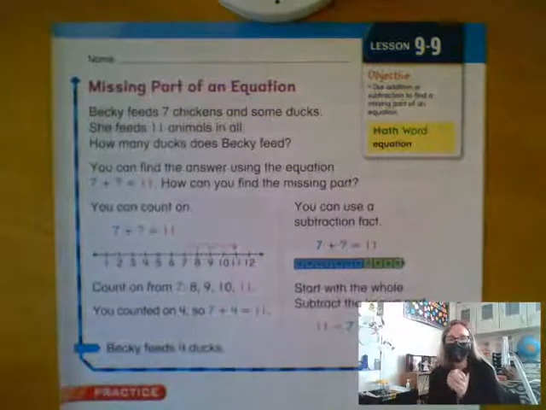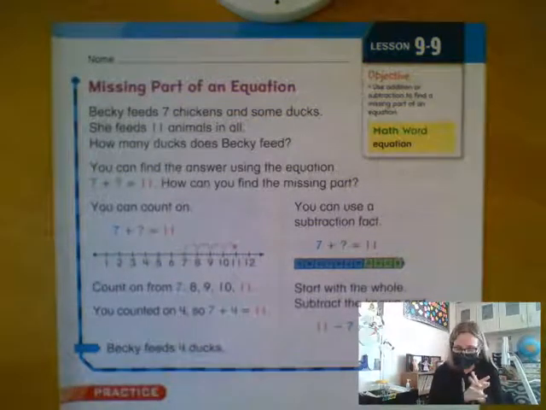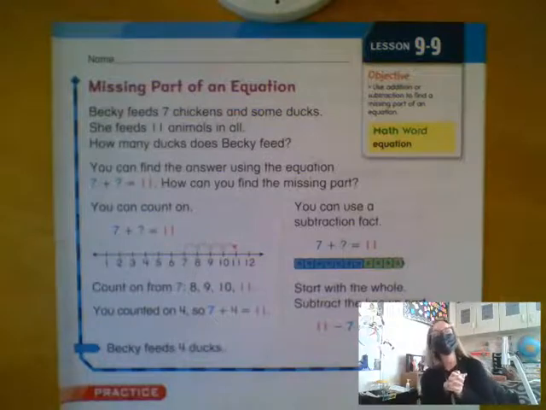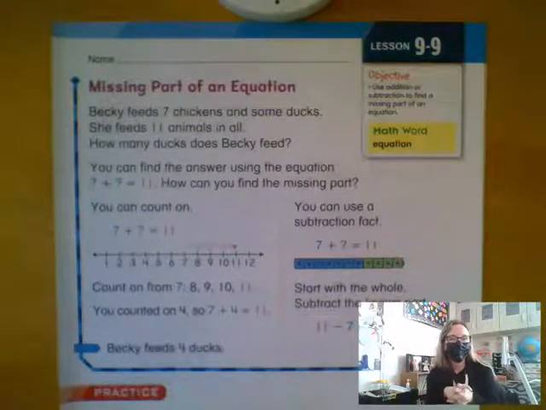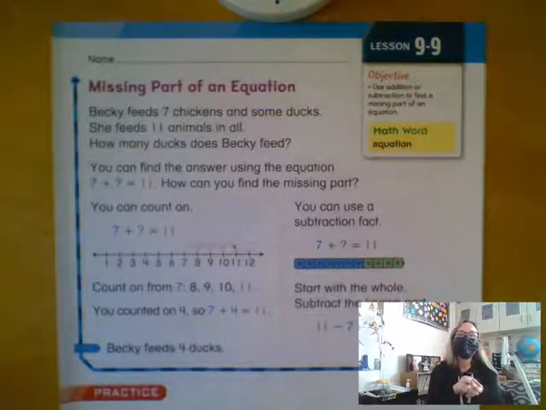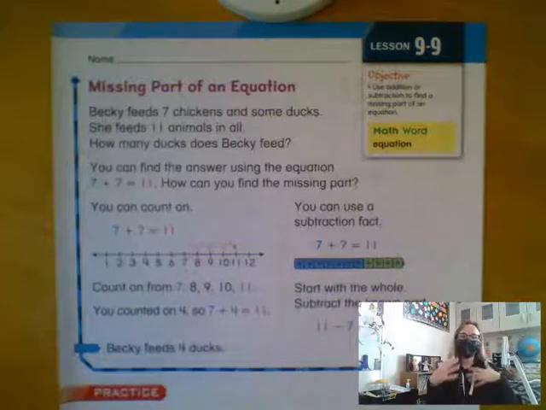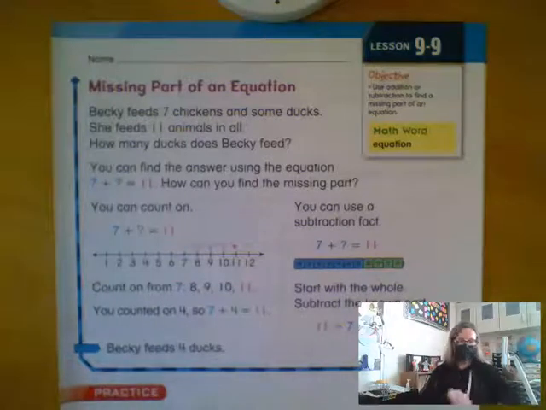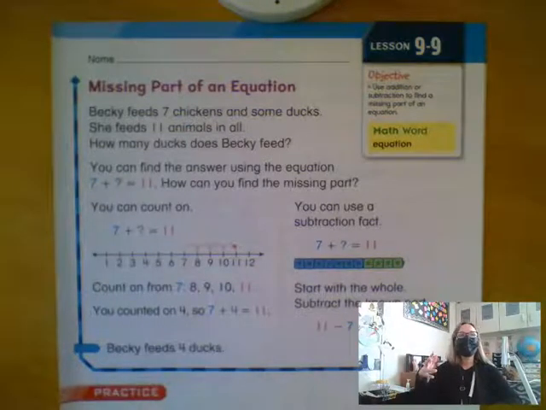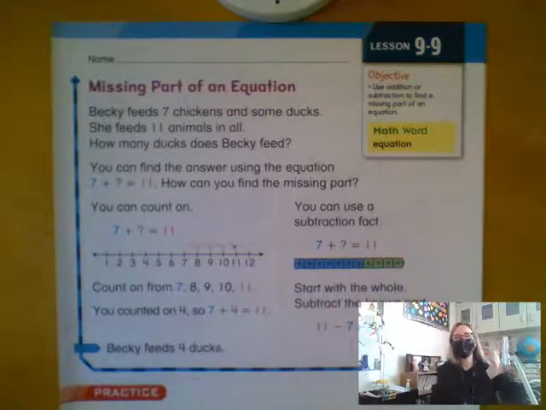For math today we are doing lesson 9-9, which begins on page 367, and it is titled Missing Part of an Equation. Just to give you a little bit of information before we dive into this lesson, we have been learning that an equation is any time we have two different sets of numbers on either side of an equal sign.